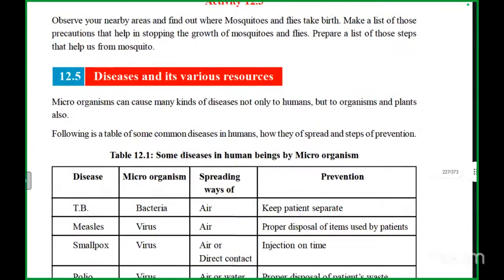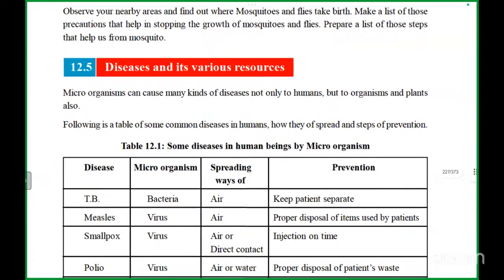Now, observe your nearby areas and find out where mosquitoes and flies take birth. Make a list of the precautions that help in stopping the growth of mosquitoes and flies.